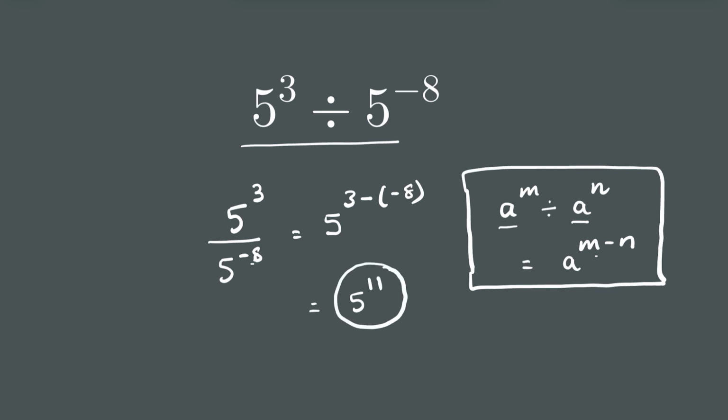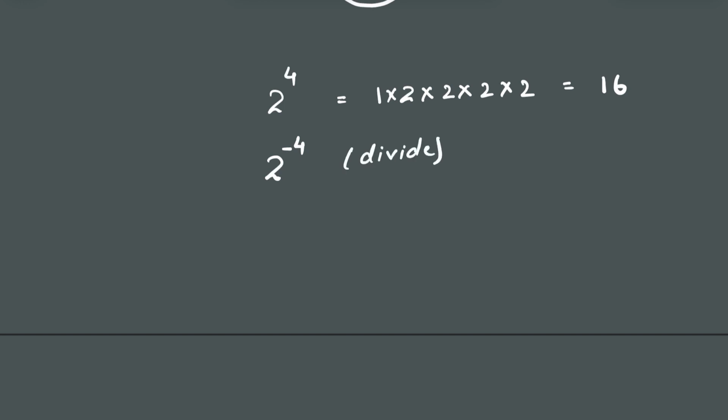But to understand how negative exponents work, let me show you. If you take 2 to the power 4, this is a positive exponent. This means you have to multiply 1 with 2 four times, which is 16. If you take 2 to the power minus 4, what does this mean? Minus 4 means you have to divide 1 by 2 four times. So minus in the exponent means division. So we can write it as 1 upon 2 multiplied by 2 multiplied by 2 multiplied by 2, or 1 upon 16.